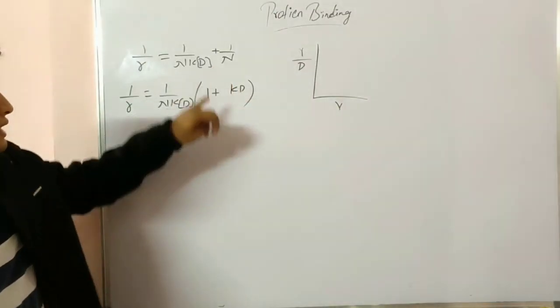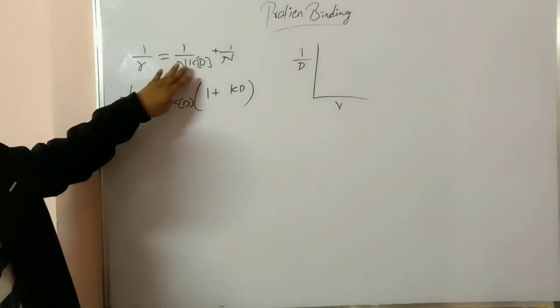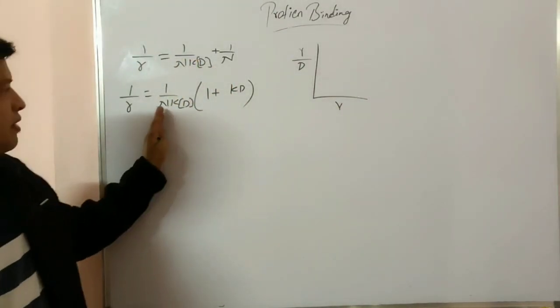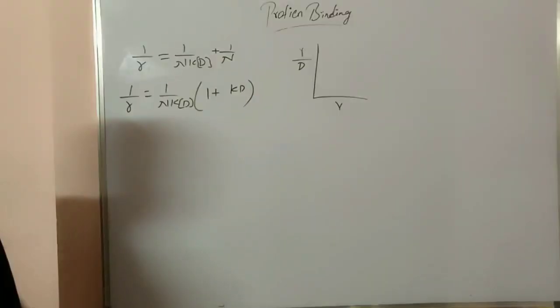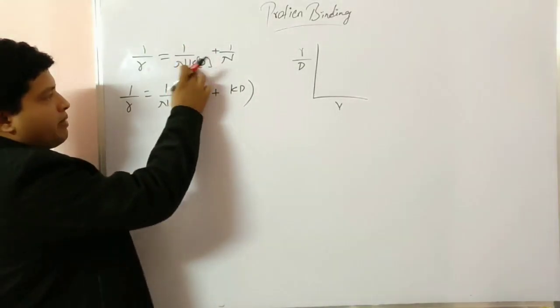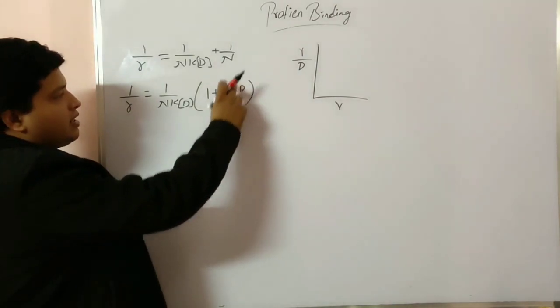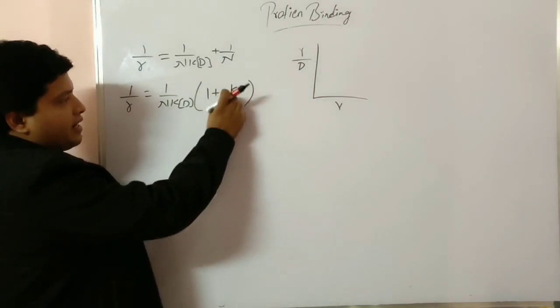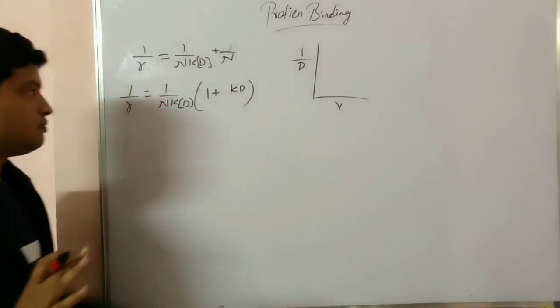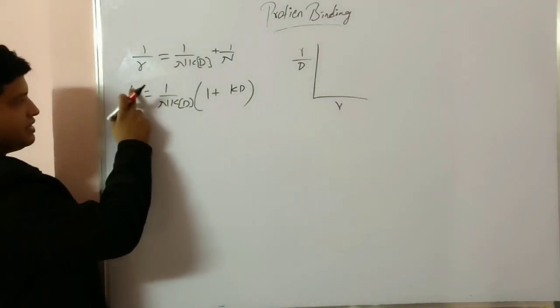To get this equation, I just take nkd as a common outside. Now, if you multiply this again, you will get the same equation. See, if you multiply here, you will get 1 by nkd, and also here you will get kd by nkd. Kd will get cancelled, and this will be remaining here. So this equation is correct. Now send this here and send this here.